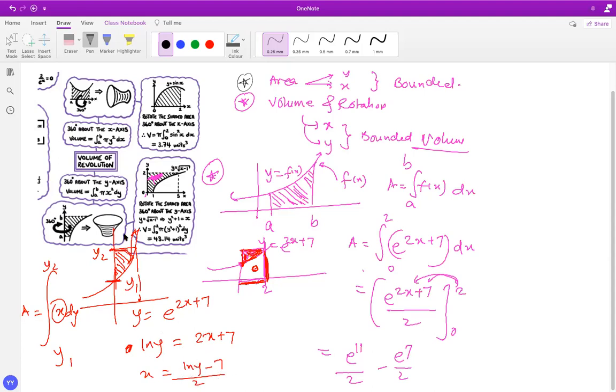Once x is the subject of the formula, you integrate from y1 to y2. So if I integrate ln y minus 7 over 2, you could use integration by parts and all that, but right now I'm not doing that.